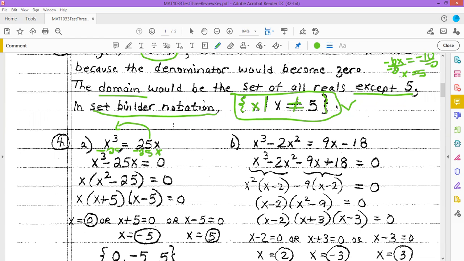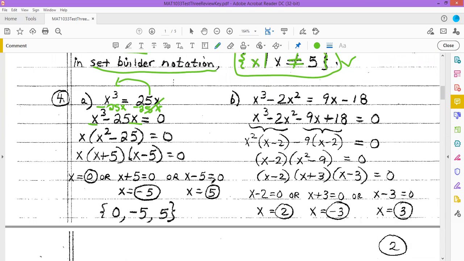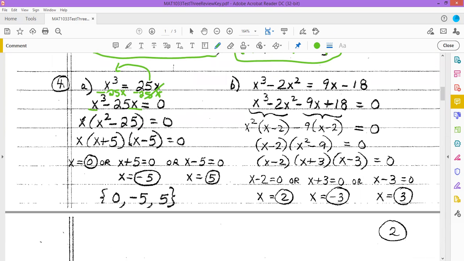Now, when we do that, the 25x will cancel on the right, leaving 0. Carry down your equal sign. And on the left side, we have x cubed minus 25x. We can factor x from both these terms. So we factor x from x cubed. We get x squared in parentheses. And then we factor x from 25x. We get minus 25 in parentheses. Close your parentheses, equals 0.